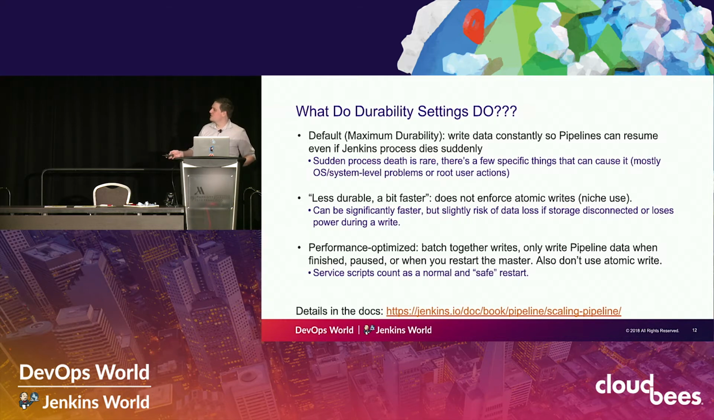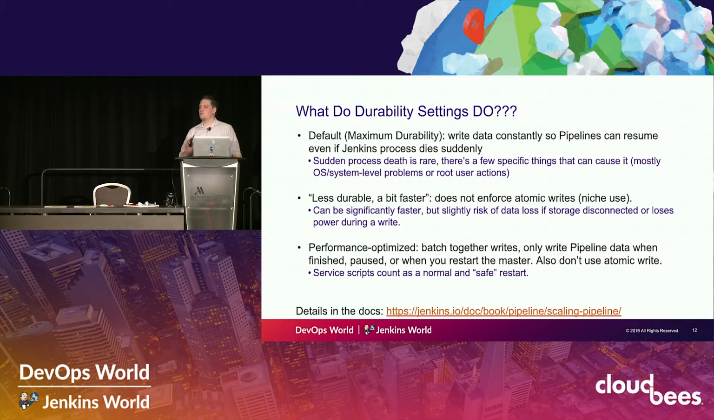So the middle setting, this is something that's new and kind of unusual. It's a niche use. The less durable, a bit faster setting, or survivable non-atomic, is the short string it'll give you. What this does is remove atomic writes. And that sounds like a very nitpicky thing, but actually the reason that matters is changes were made in Jenkins core some months ago that force every atomic write to flush to disk in every case, and that means you don't get operating system caching for things, and that's much slower.